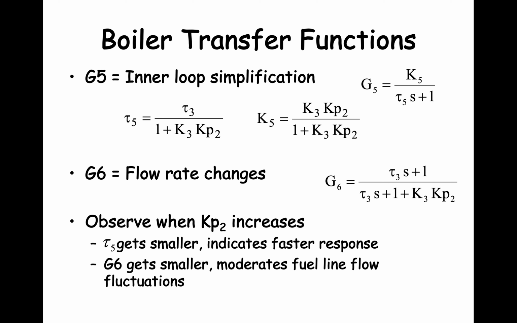When we make Kp2 larger, tau 5 gets smaller, which means the system responds faster, because tau is the time constant, and if the time constant of an element is smaller, the system response is faster. And if Kp2 becomes larger, then G6 becomes smaller because the denominator gets larger. When G6 becomes smaller, it means that the flow rate fluctuations are moderated. G6 is the transfer function describing the fuel flow, and we can expect better overall response if the fuel flow rate fluctuations are moderated.